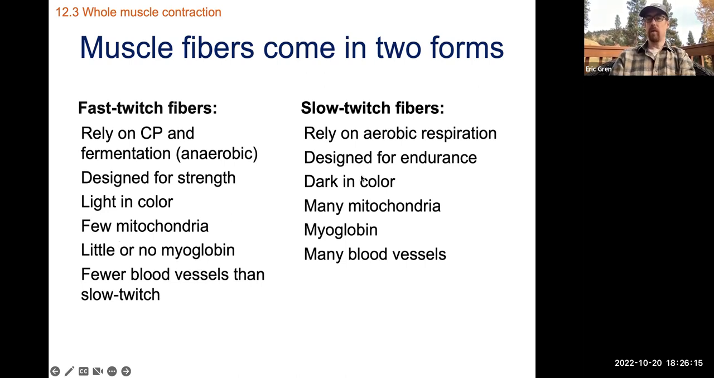Slow twitch fibers are not so much for strength, but for endurance. They are going to be a little bit darker in color. They've got lots and lots of mitochondria, very mitochondria rich, lots and lots of myoglobin, and they're very, very vascular. Lots of blood supply in slow twitch fibers.